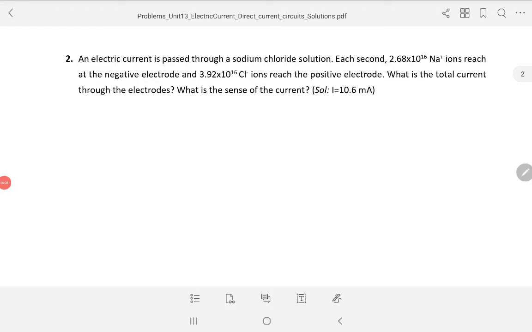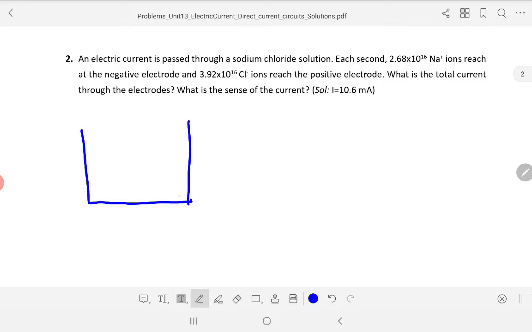In this video we solve problem 2 of Unit 13. In it we have a sodium chloride solution, which we can represent like this. Here we have the solution, and then we have here, for instance, the positive plate, and here we have the negative plate.